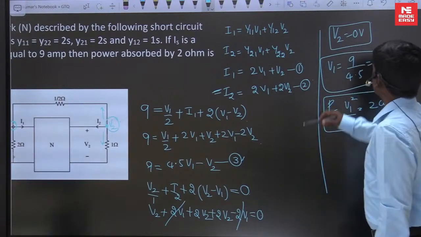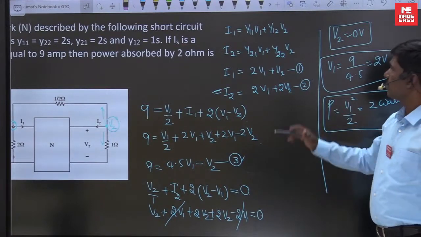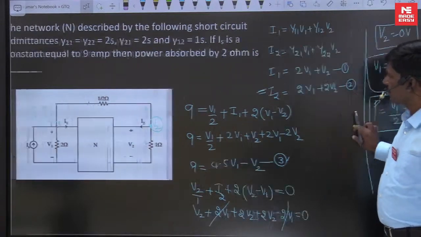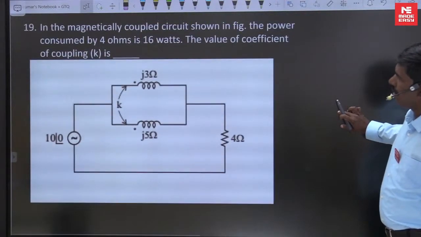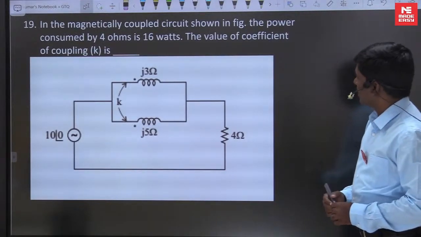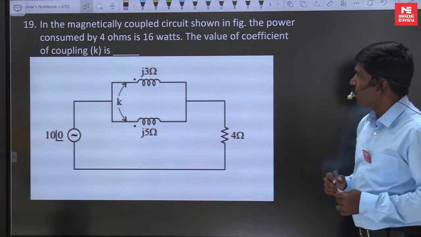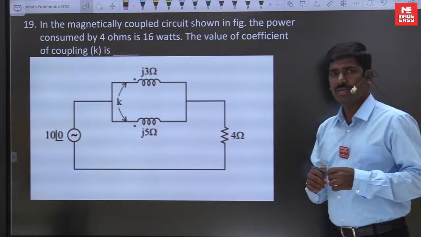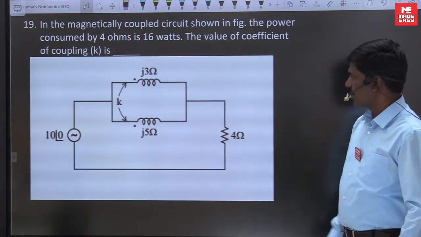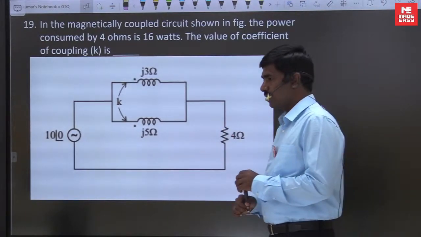Now, just using nodal analysis and the equations of y parameters. Next question on magnetically coupled circuits. In the magnetically coupled circuit shown in the figure, the power consumed by 4 ohms is 16 watts. The value of the coefficient of coupling K is? You know the formula for the K coupling coefficient, use the formula and give an answer now. The given information is that the 4 ohm consumes 16 watts. Now fast.